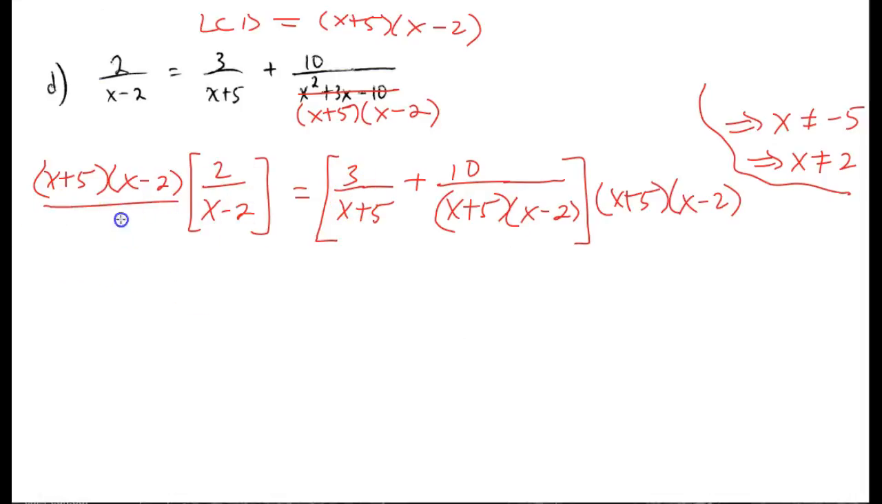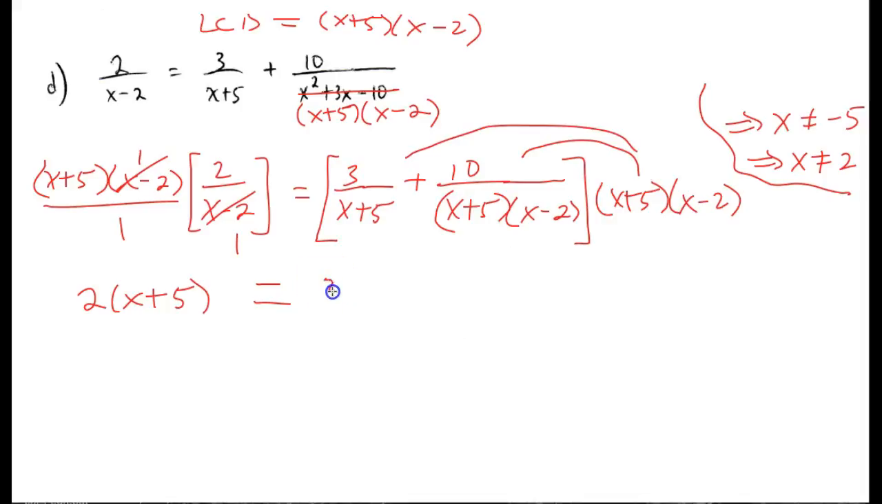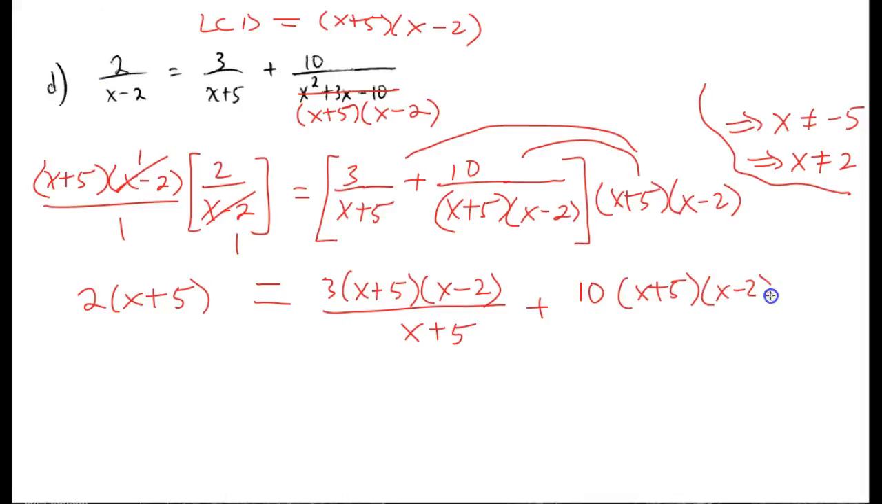So here we can put this over 1, and we see that we have common factors of x minus 2. And then that just simplifies to 2 times x plus 5 on the left. On the right hand side, we will have to distribute. So I'm going to write this out so that we can clearly see what's going on. So our first term looks like this, and our second term will look like this.